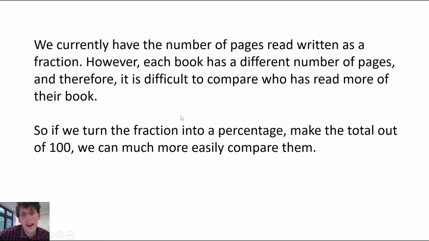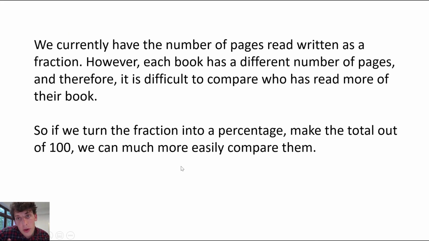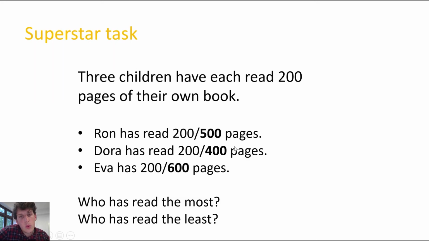Right. We currently have the number of pages read written as a fraction. As you can see, 200 out of 500, 200 out of 400, 200 out of 600. However, each book has a different number of pages, and therefore, as we just said, it is difficult to compare who has read more of their book. So if we turn the fraction into a percentage, and we make the total out of 100, we can much more easily compare them. So if we make all the totals of these books out of 100, it is going to be much easier to compare them.